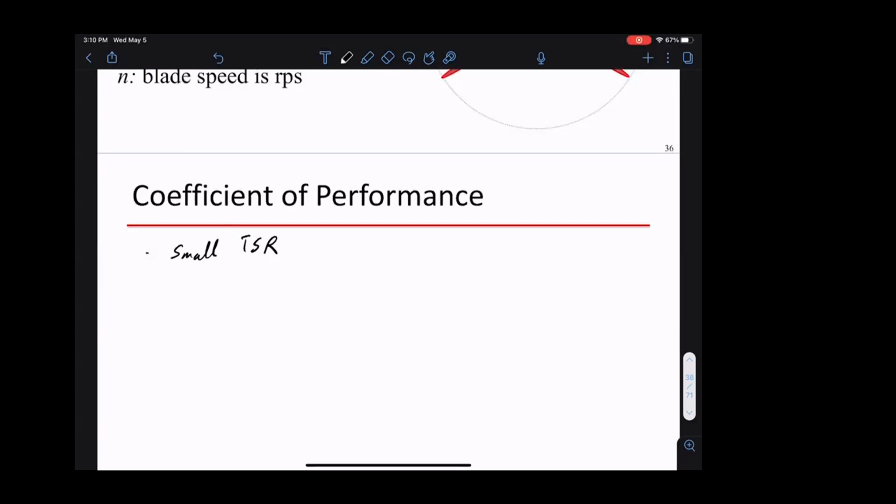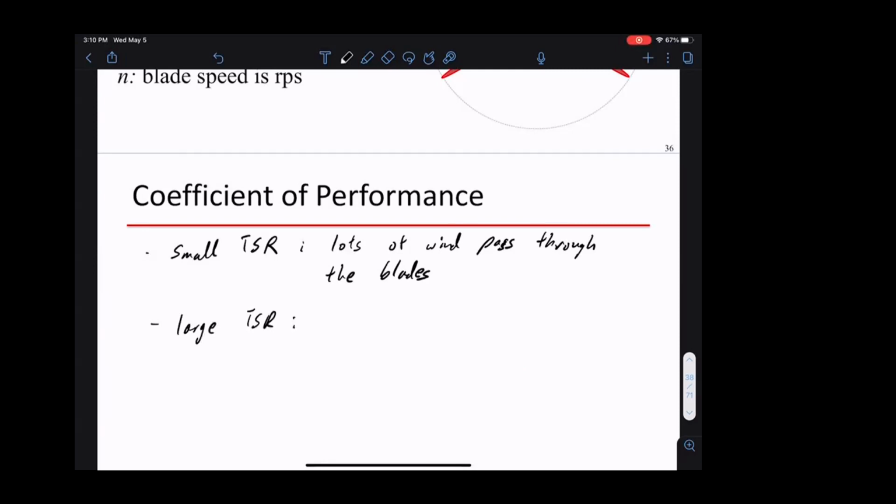You're not getting most of the power of the wind, because it's turning too slow. Most of the wind is just passing between the blades. I have 3 blades, and most of the wind passes between them, so I don't capture it. So if it's small, lots of wind just passes through the blades. Most of it is not captured. So then what happens when we have a large TSR?